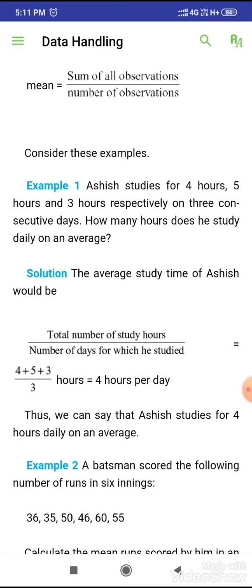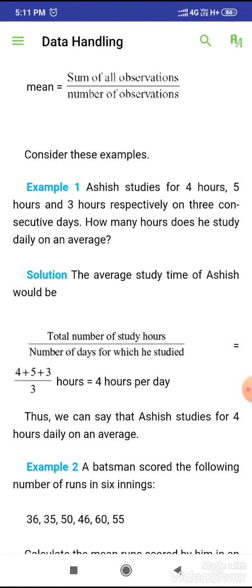For finding the average study time of Ashish, we apply the formula of the mean. According to our formula, first we have to find the sum of all observations, then we divide this sum by the total number of observations. So first we find the total number of study hours. For this we add 4 hours, 5 hours and 3 hours. Then we divide by the number of days for which he studied. So we divide it by 3 and we have 4 as our answer.